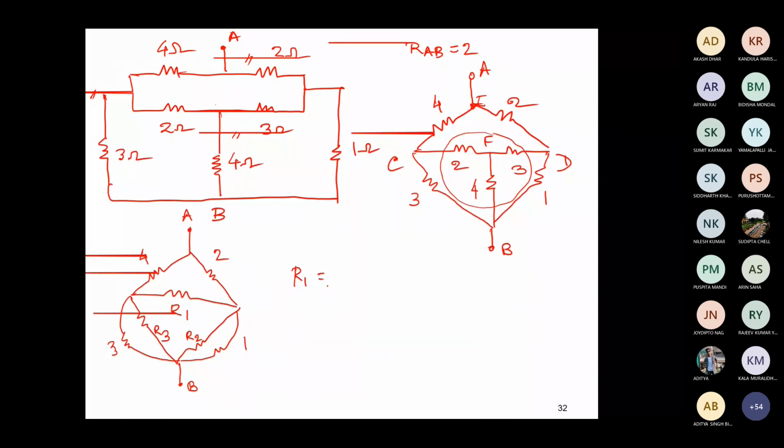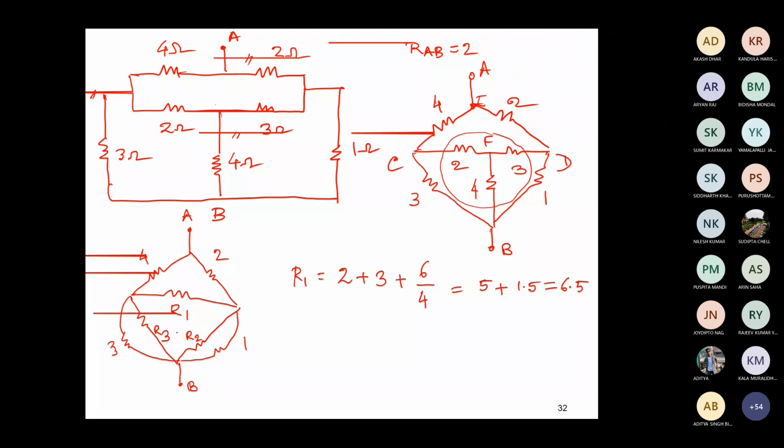Like here it is 2 and 3. So 2 plus 3 plus 6 by 4. So it is 26, so it is becoming 3 by 2, so 1.5, so 6.5. Am I correct?